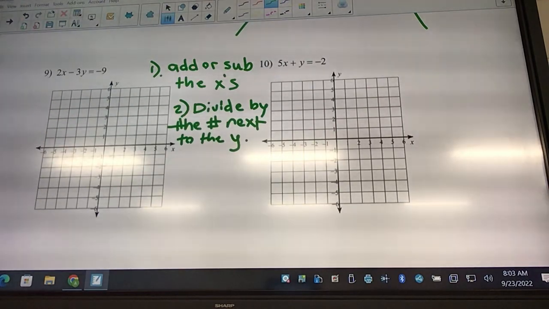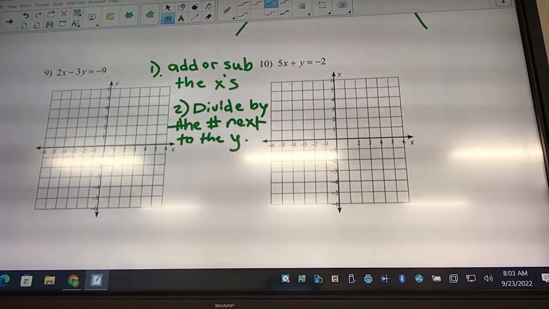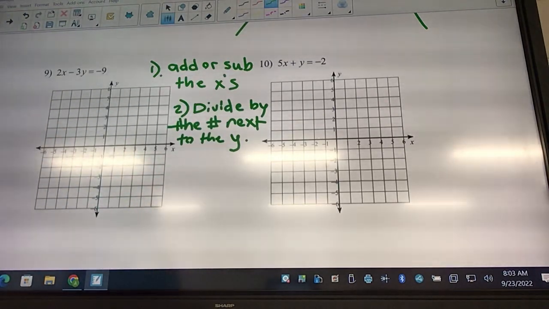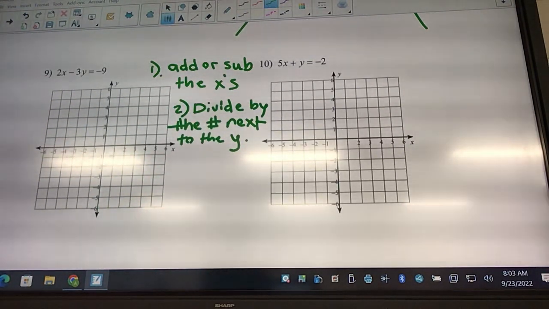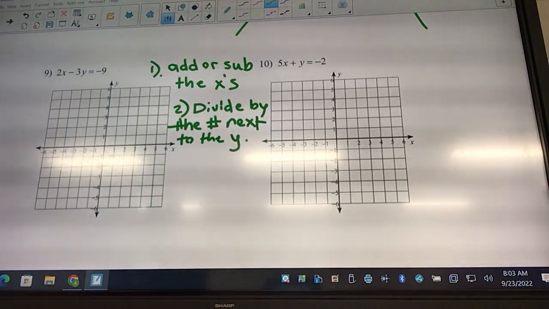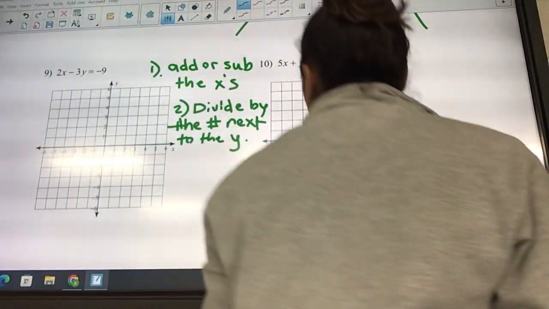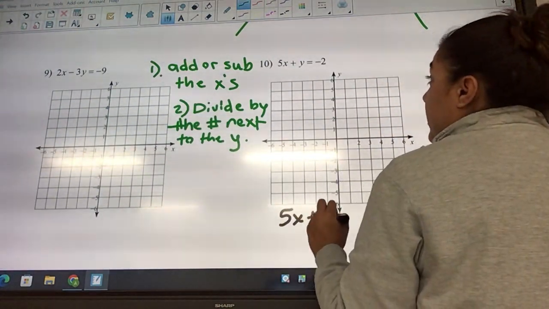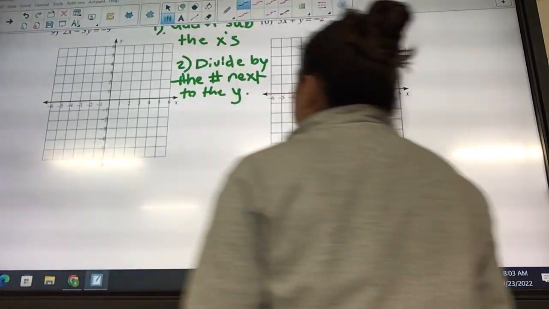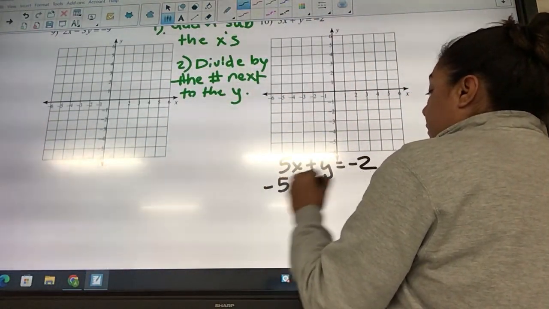So if we look at 5, it says add or subtract the x's. Okay? So find the x. Are you going to add or subtract it? It's positive. So if there's nothing in front of it, and you can write your problem like down here, we got 5x plus y equals negative 2. Okay, so we're going to subtract our x's.